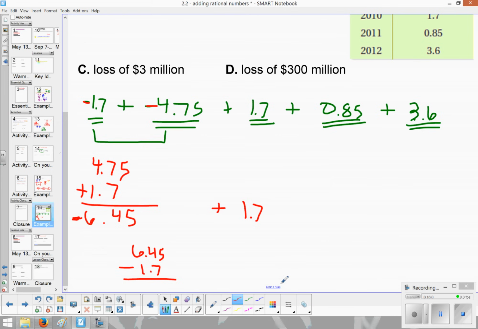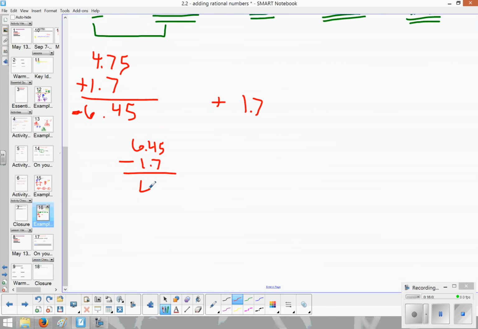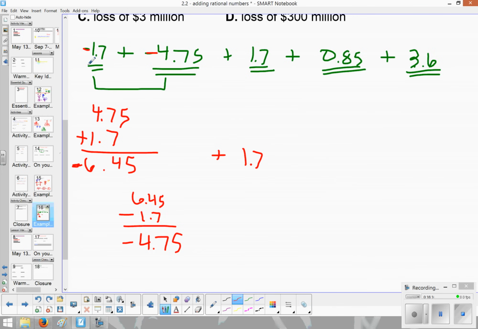So I have 4.75 for my next one, and it's going to be a negative because the bigger number here tells me the sign. Now I'm done with this one. I'm done with this one. I'm done with this one. So I'm going to just show you that I'm done with that. The next number we have is going to be plus 0.85.